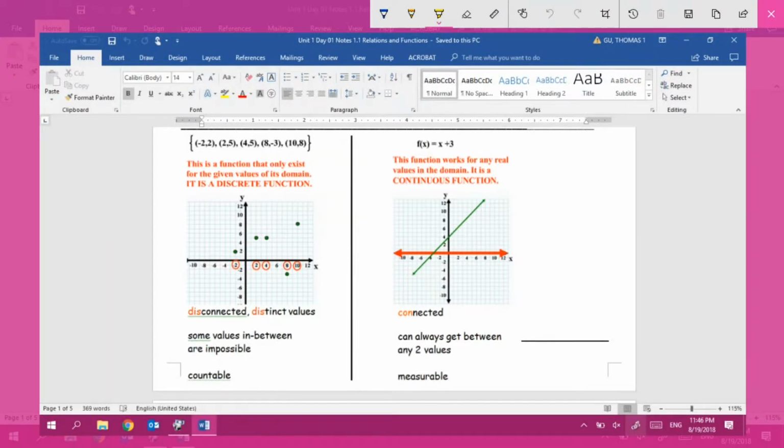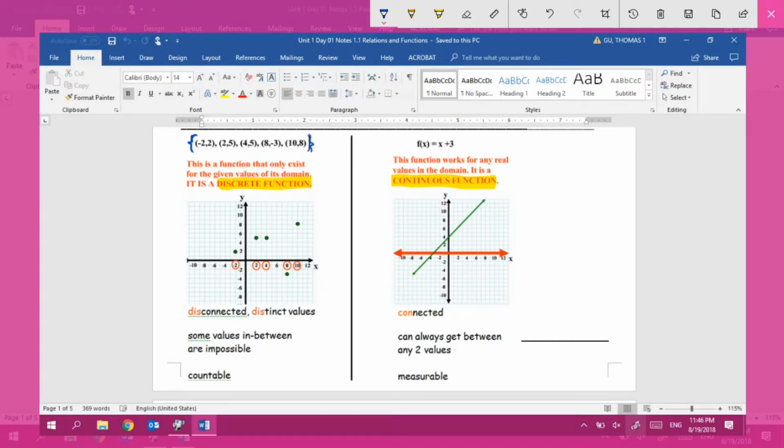All right, so let's take a look at 2 different types of functions now. We've talked about relations. Let's go to the functions. There are discrete functions, and there are continuous functions. So check out this discrete function on the left side right here. You can see we've got a set, because we've got these brackets around ordered pairs.